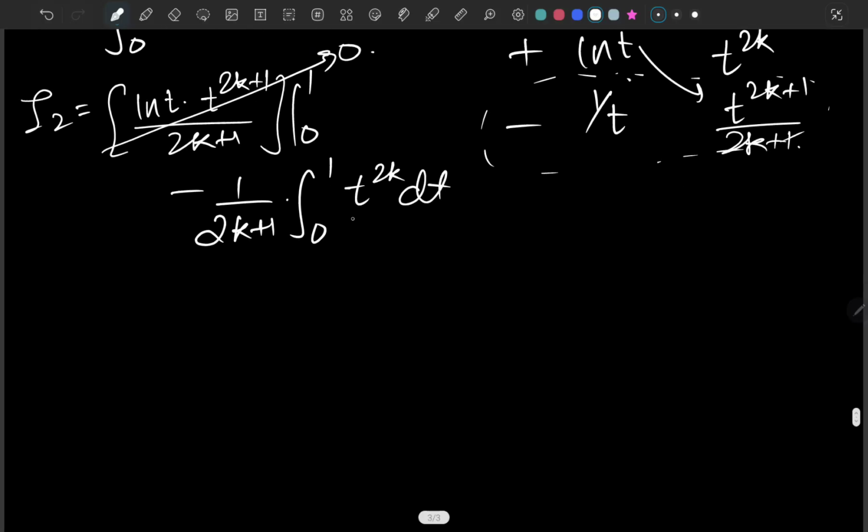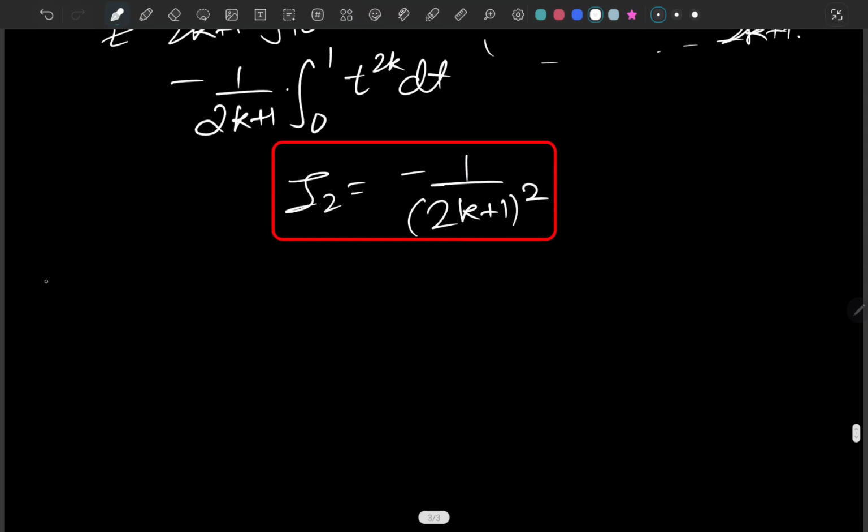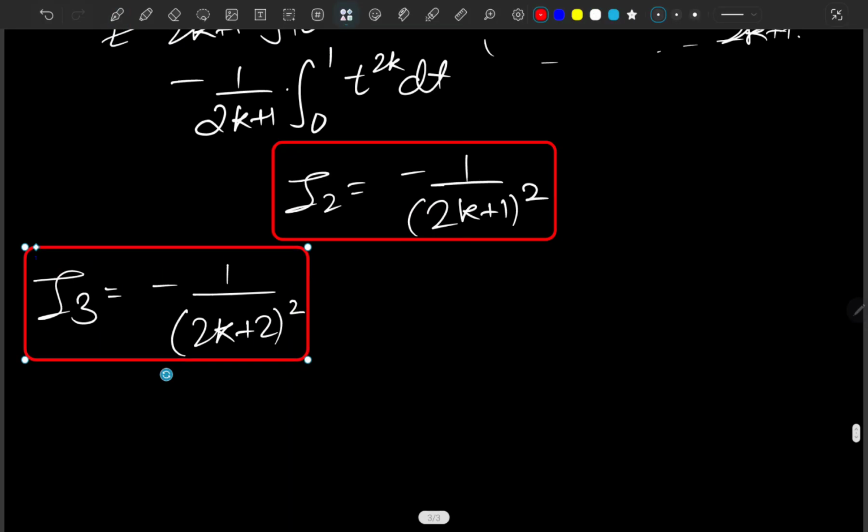And when you evaluate this thoroughly, we are going to have I2 equals negative 1 over 2k plus 1 whole squared. And similarly, I'm not going to do the third one, I'm just leaving it for you. So similarly I3 is negative 1 over 2k plus 2 whole squared. It's a guess, and yeah, it's correct.